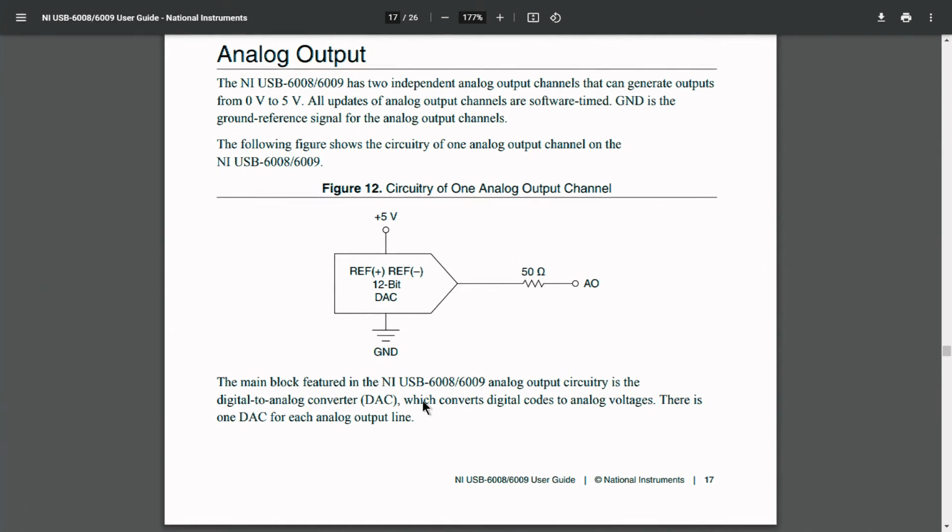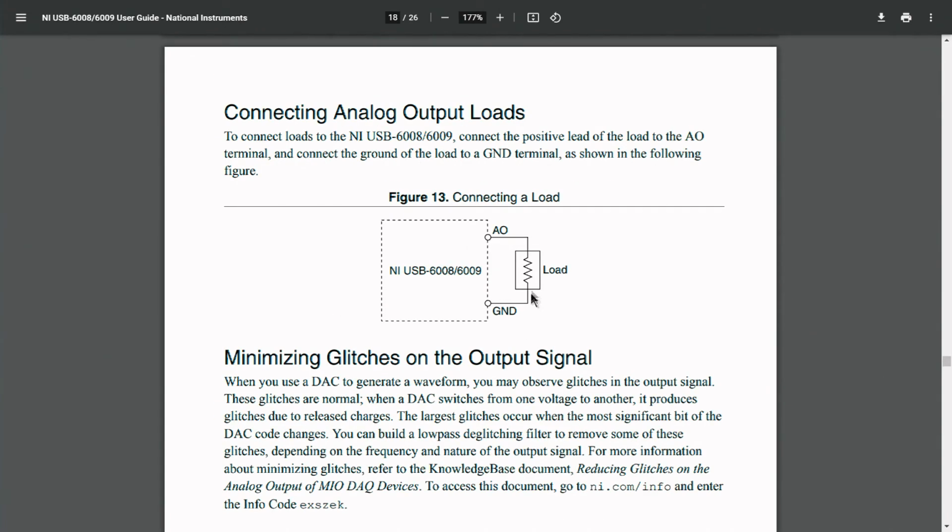Then similarly for analog output, since we have already seen that the USB 6008 has an internal 12-bit DAC, which converts the digital data it receives from the microcontroller to an analog output. Using this DAC, it is connected to the analog output channel with a 50 ohm load. The 50 ohm load is the output impedance of your device, which decides how much current this DAC can support. The way to connect it is also shown here.